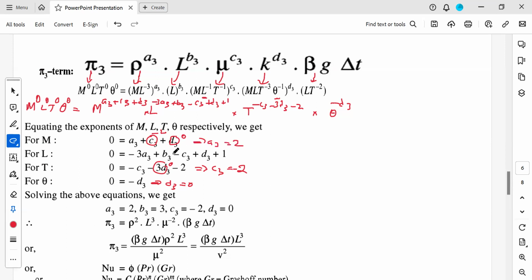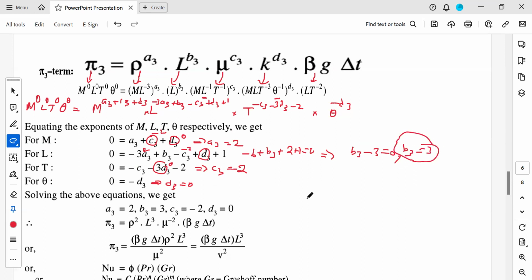Next, you substitute here a3 is 2, and b3 we need to find. The c3 value is minus 2, and d3 is 0 also. Therefore you will get minus 6 plus b3 plus c3 is 2, and next one is plus 1 is equal to 0, which implies b3 minus 3 is equal to 0, so you will get b3 is equal to 3. So you will get all these values.